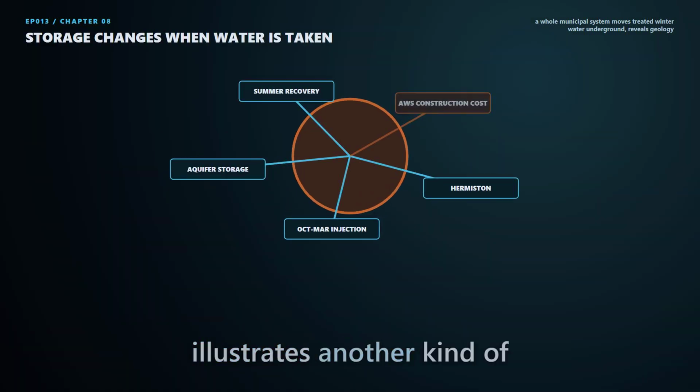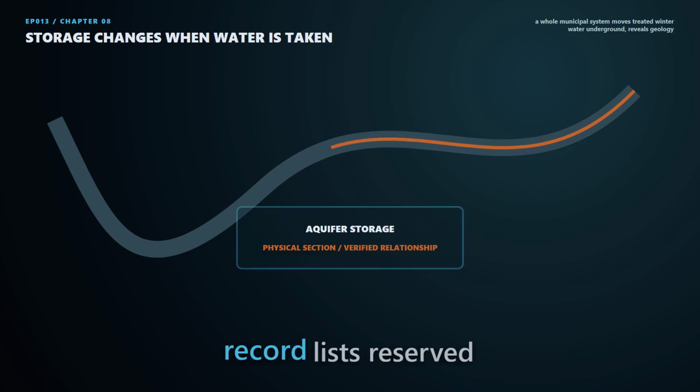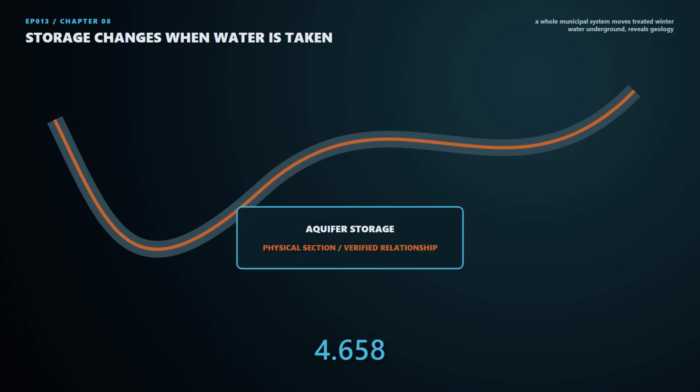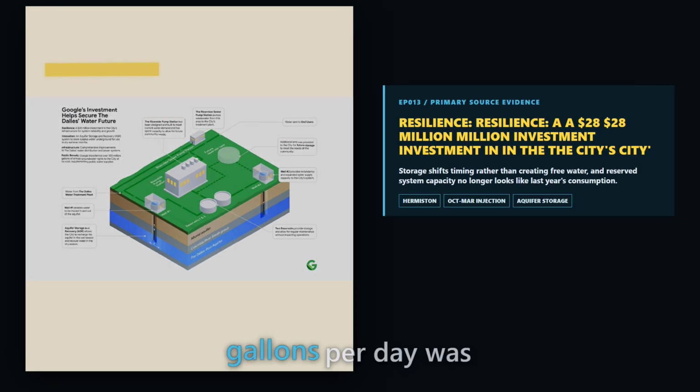Prineville illustrates another kind of planning number. A 2024 methodology report described in the research record lists reserved water capacity agreements with data centers totaling 4.658 million gallons per day. It says 1.847 million gallons per day was included in the daily demand calculation.